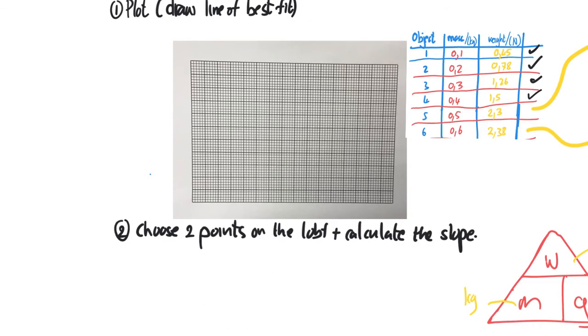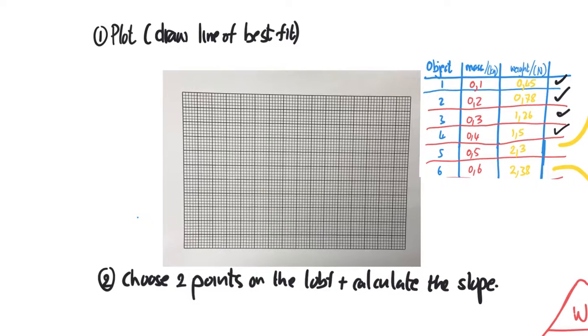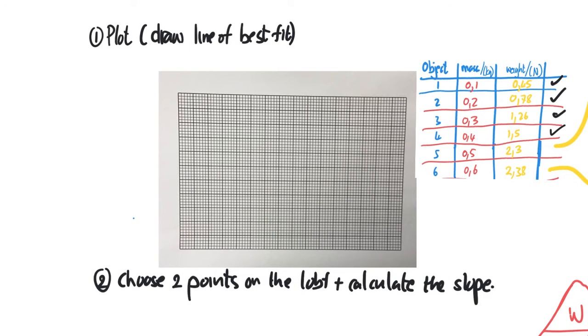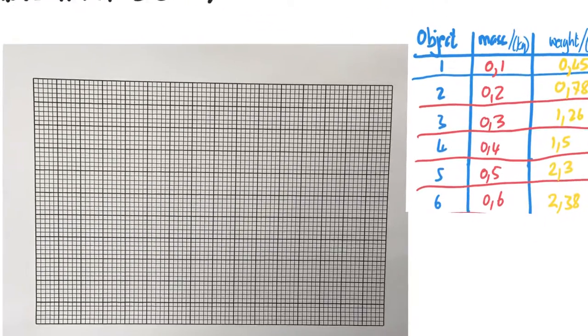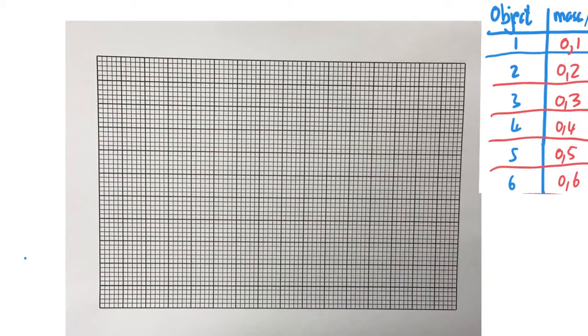So you were asked to draw or plot a line of best fit, right? So we're going to plot the dependent versus the independent, and then we were asked to choose 2 points on the line of best fit and calculate the slope. So this is what we're going to do. I have brought in the data table right here so that it's convenient for us.